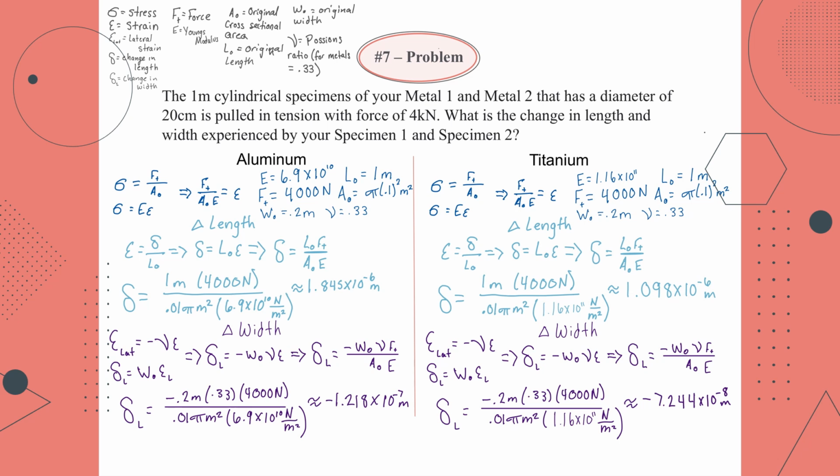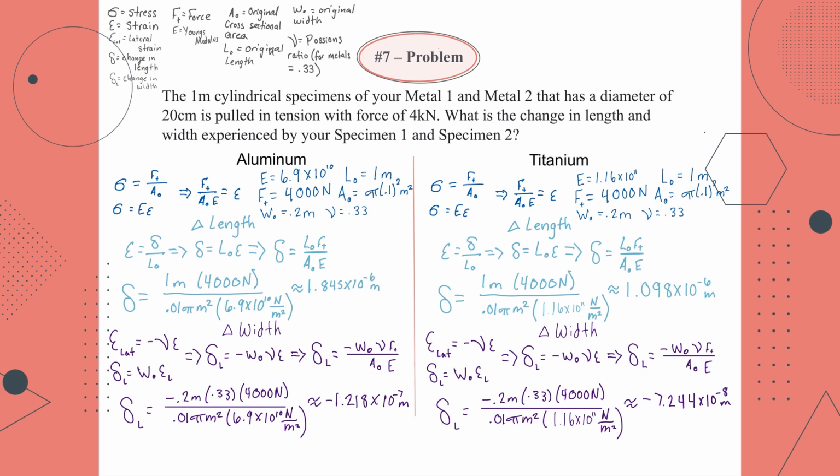The problem states that we have two cylindrical specimens made of metal 1 and metal 2, specifically aluminum and titanium. Each specimen has a diameter of 20 centimeters and a length of 1 meter. Both are pulled under tension with a force of 4 kilonewtons or 4,000 newtons. The question asks us to determine the change in length and width of these specimens under the force.